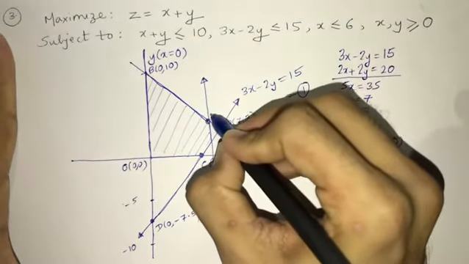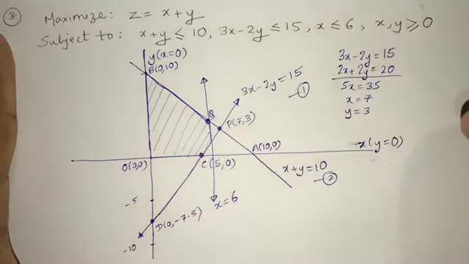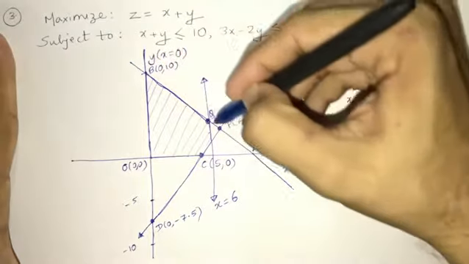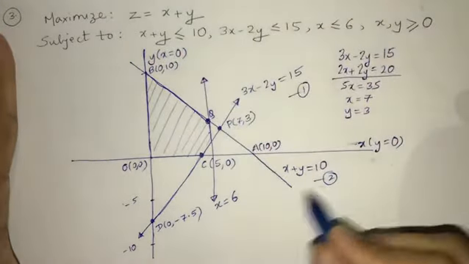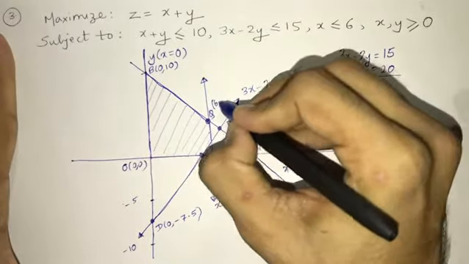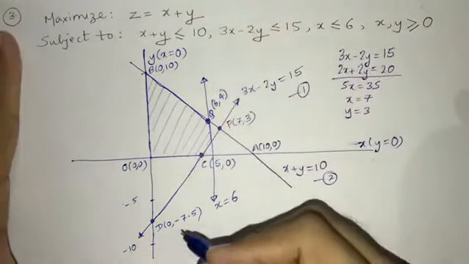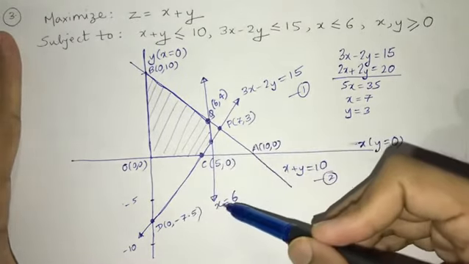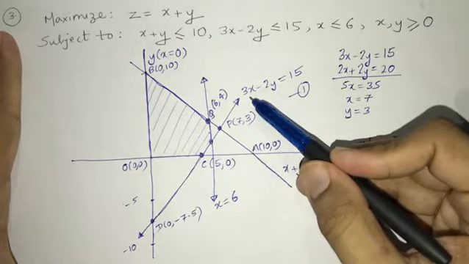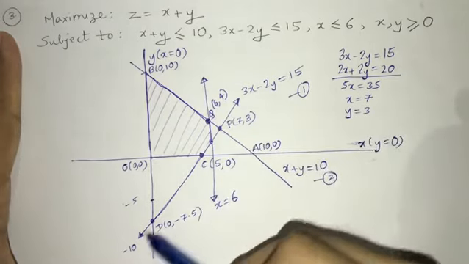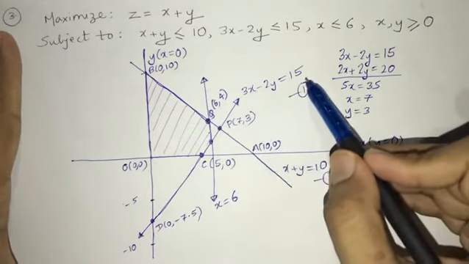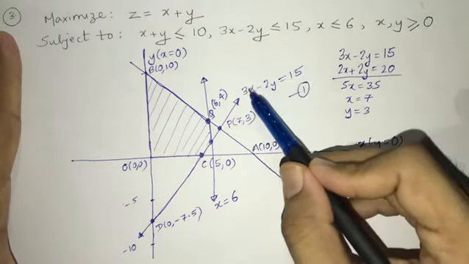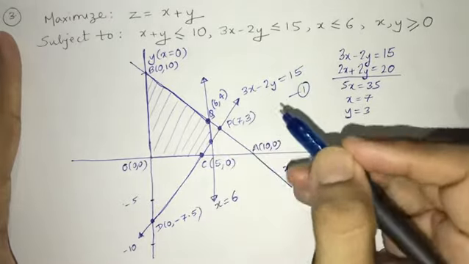This point here we can call Q. Q will be x equal to 6 intersecting with x plus y equal to 10 here. So by putting x as 6, you're going to get y as 4. Putting x as 6 in 3x minus 2y equal to 15, we get 18 minus 15, so 3, and y is 3 by 2.